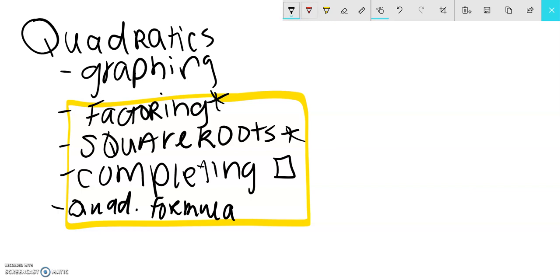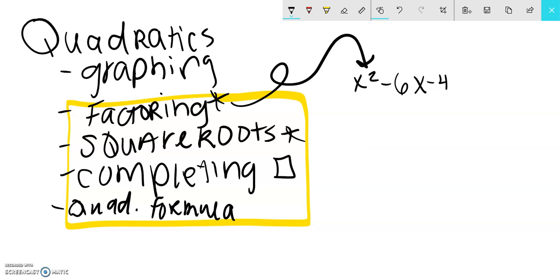So let's start with factoring. All right, if I were to give you something like this, x squared minus 6x minus 40 equals 0. Is this factorable? Well, when we're talking factors, we're talking about what we did in chapter 7. What multiplies to negative 40, but adds to that negative 6? Well, negative 10 and 4. So (x minus 10)(x plus 4) equals 0.